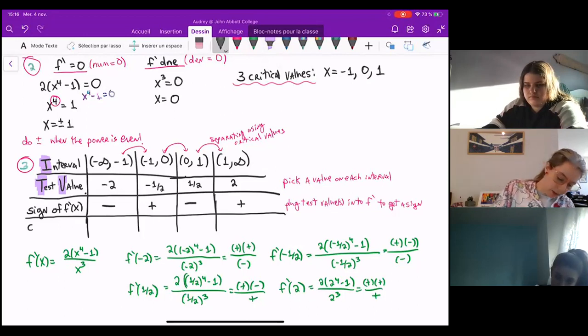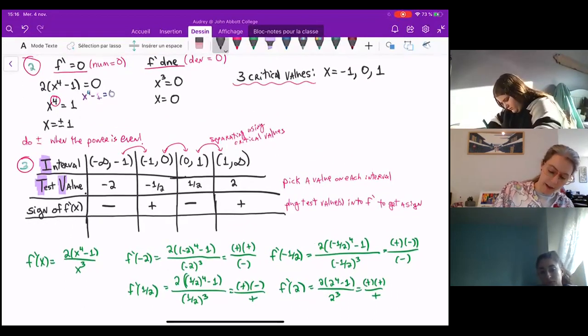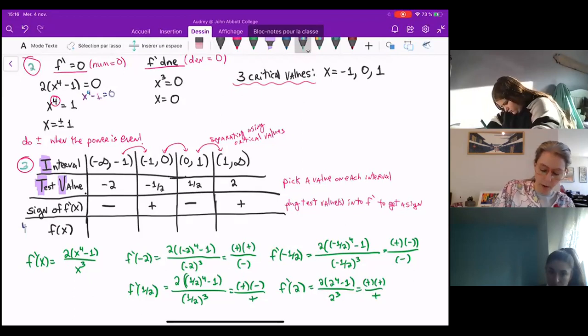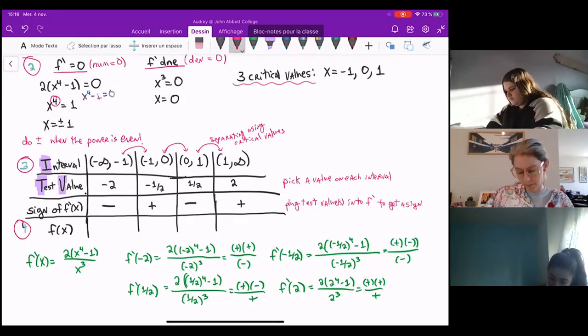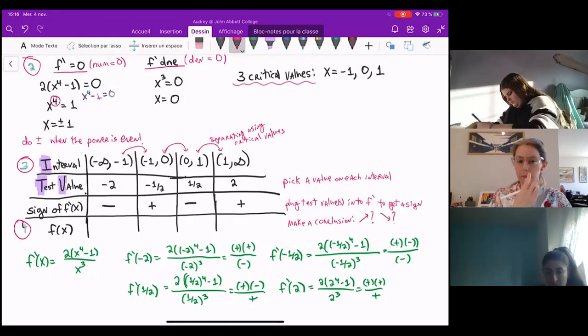And then our last row will be, actually, we're just going to write f of x, and we're going to make our conclusion. So in our last row here, this is actually our step 4, where we apply the test for increasing and decreasing. Is it increasing? Is it decreasing?